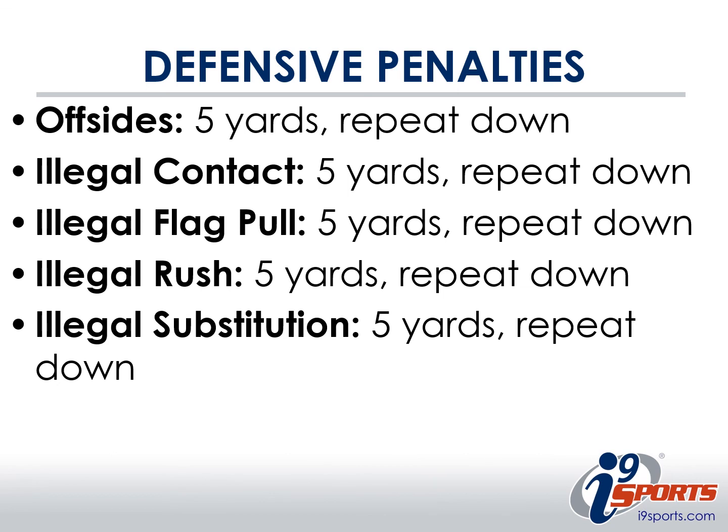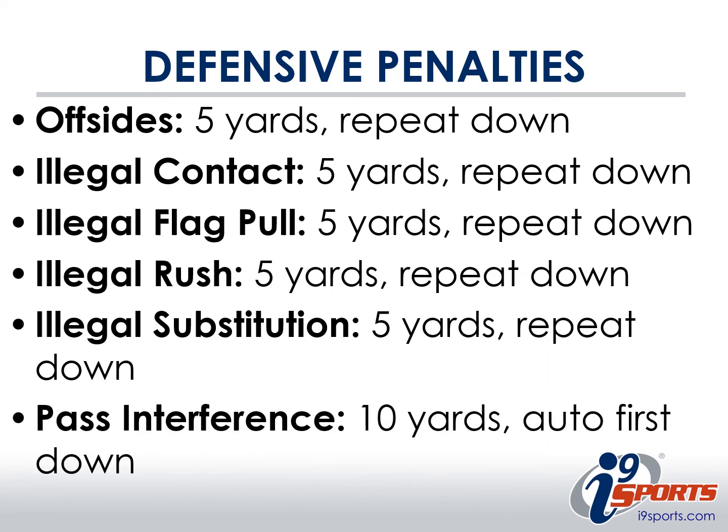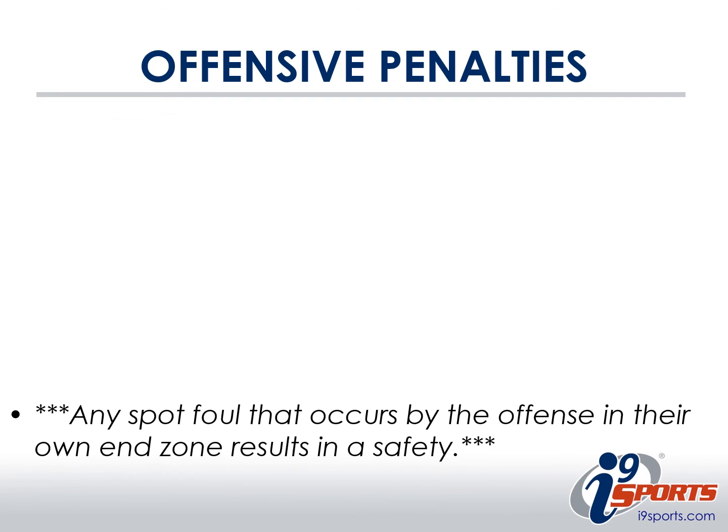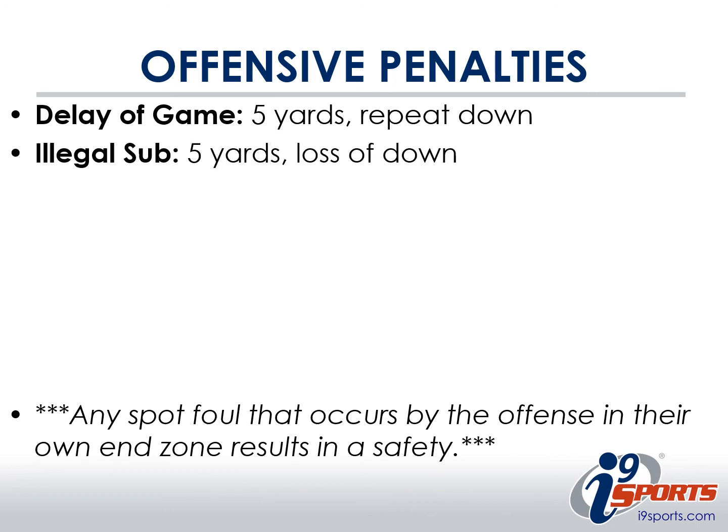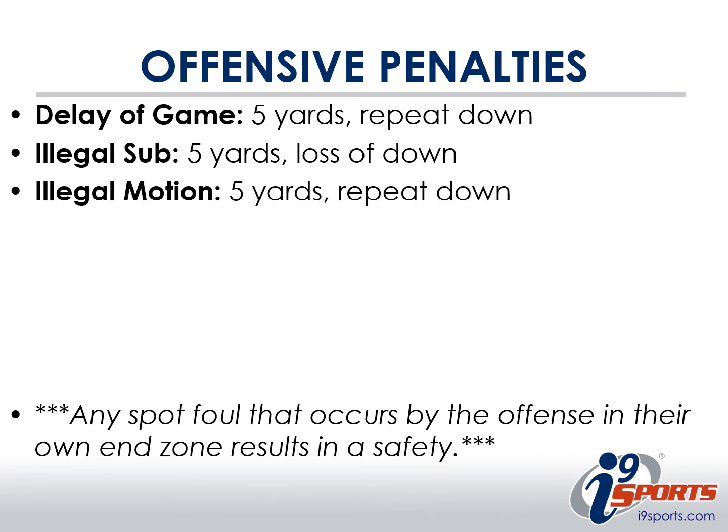Illegal substitution, so players enter the field after the ball is blown ready for play, or too many people on the field. And pass interference is the only one that's a 10 yard penalty, and that's automatic first down. For offensive penalties, delay of game, if they don't snap the ball within 30 seconds, it's 5 yards. Substitutions, illegal substitution, 5 yards. Illegal motion, which means more than one person moving at a time, 5 yards.